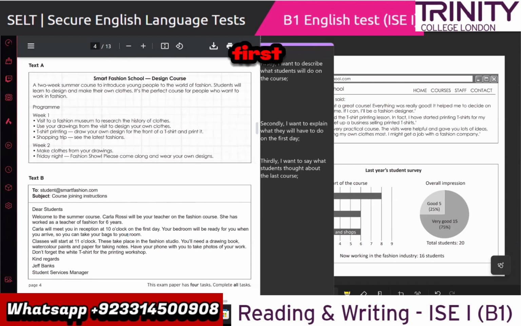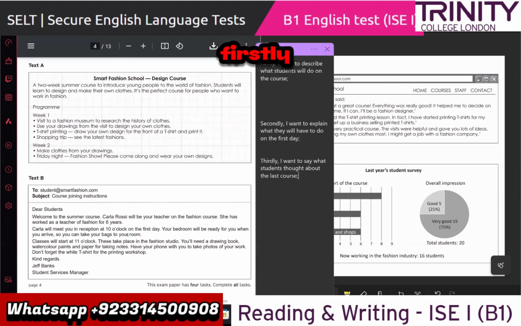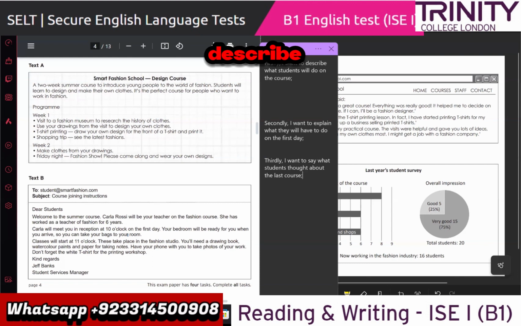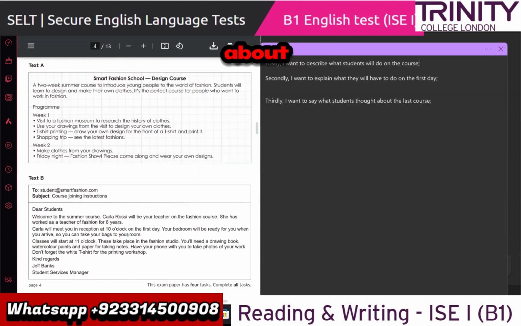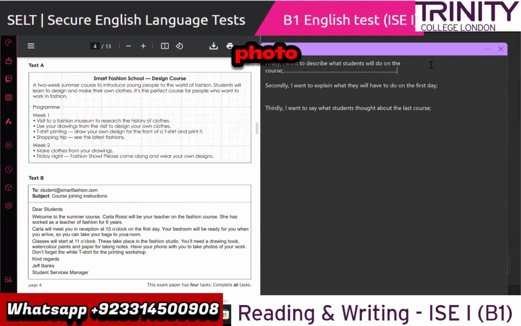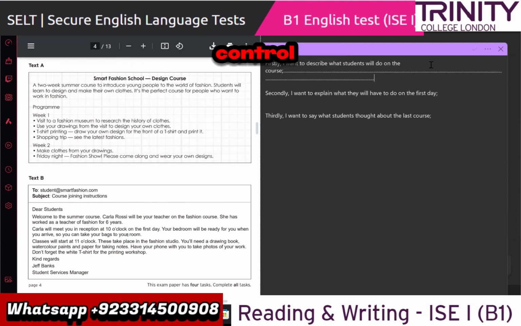Write it on your notebook. First point is, firstly, I want to describe what students will do on the course. I can only tell you that the information about what students will do on the course is given in text A. Now find information about text A and complete it on your notebook and then send me a photo, right? So that I can check if this information is given fully, appropriately with language control and information is from the text or not. Okay? Do it and send me a picture on WhatsApp.